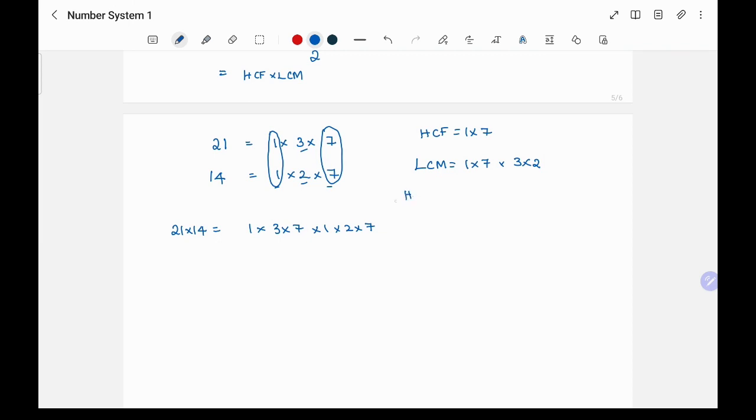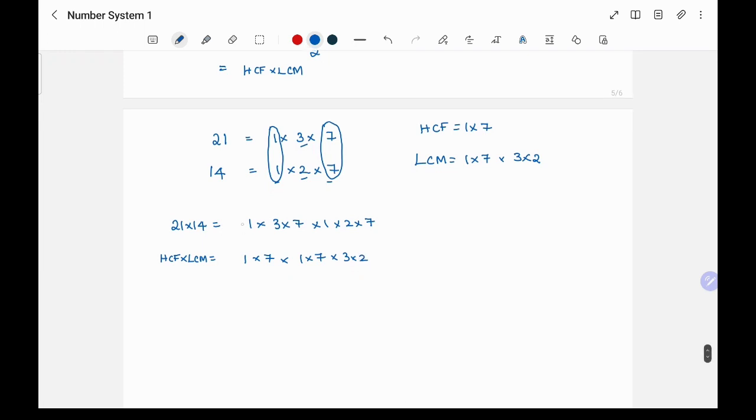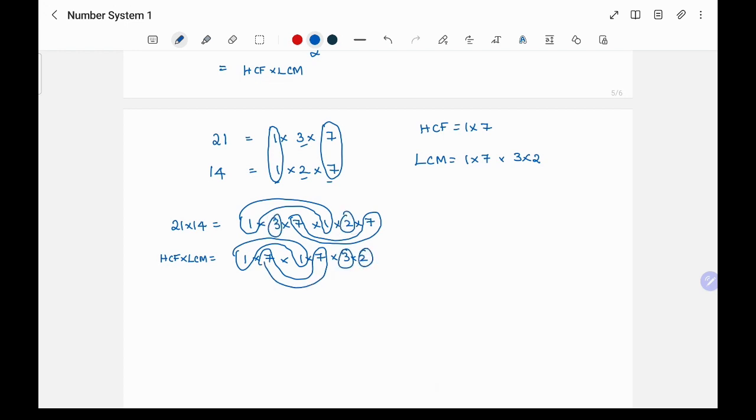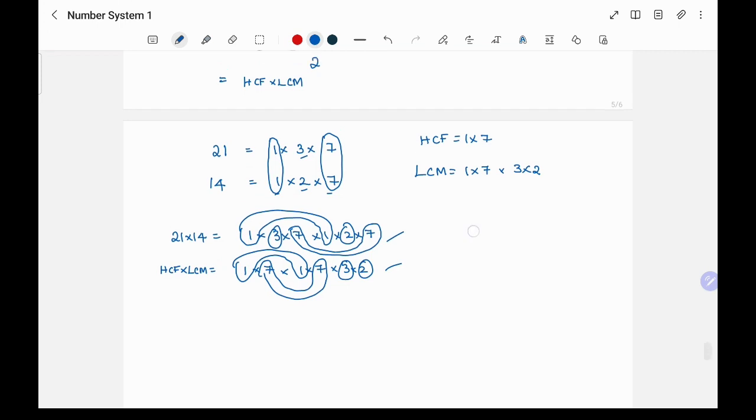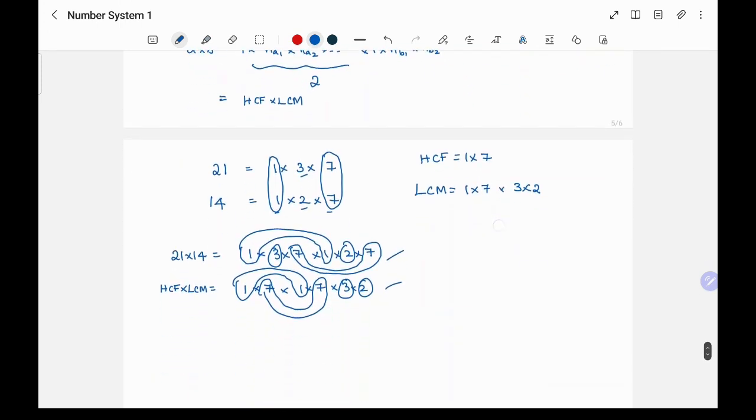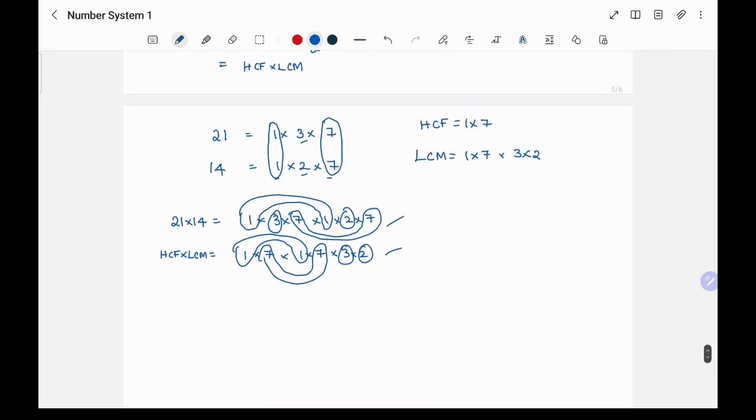So now HCF into LCM, let me write it here. We have 1 into 7 into 1 into 7 into 3 into 2. So you can see whatever is mapped is occurring twice. Here also it is occurring twice: 7. And 3 and 2 are unmapped, occurring once. So this is what I have been trying to say. I think now you can better correlate.